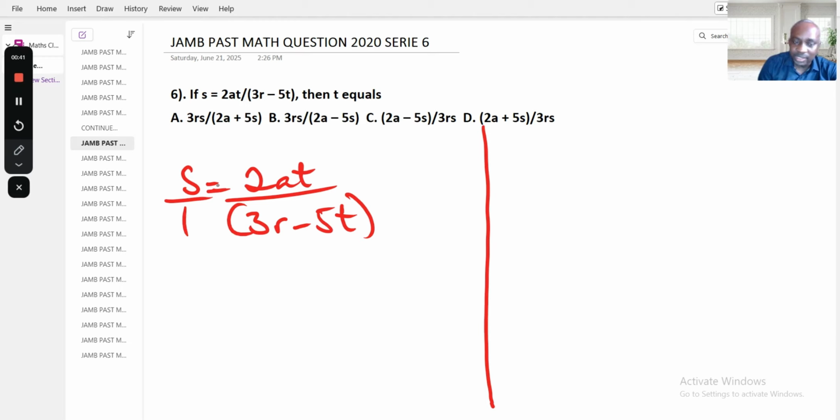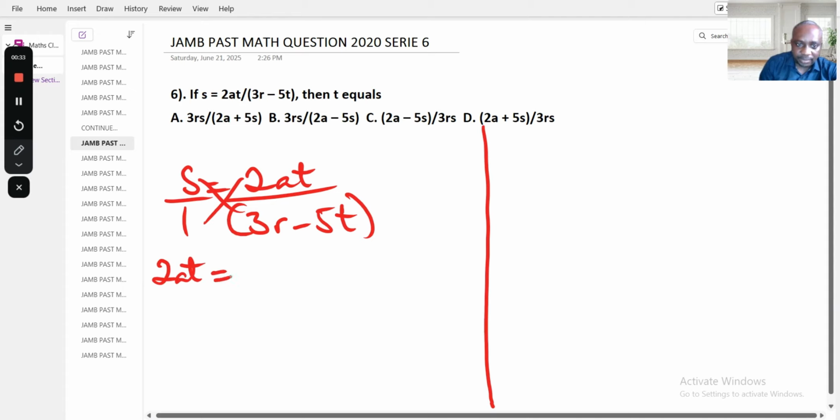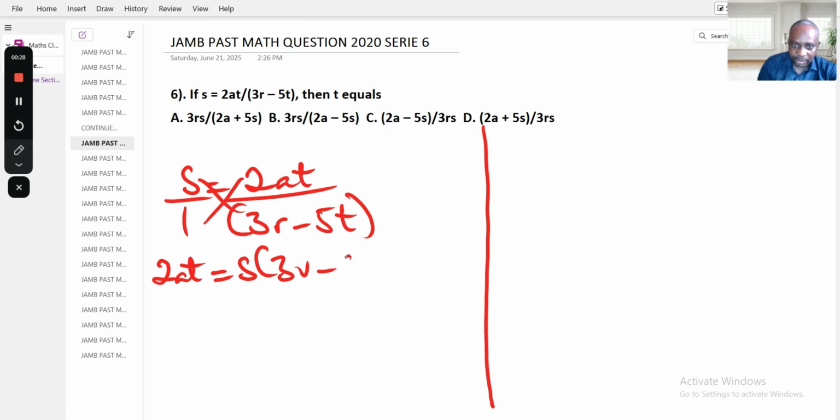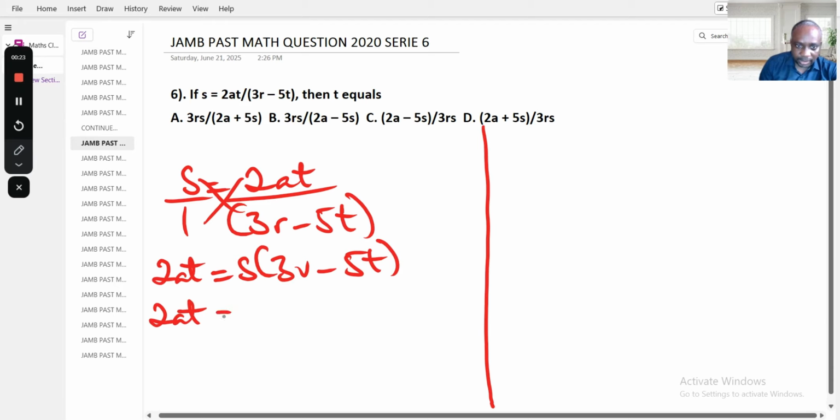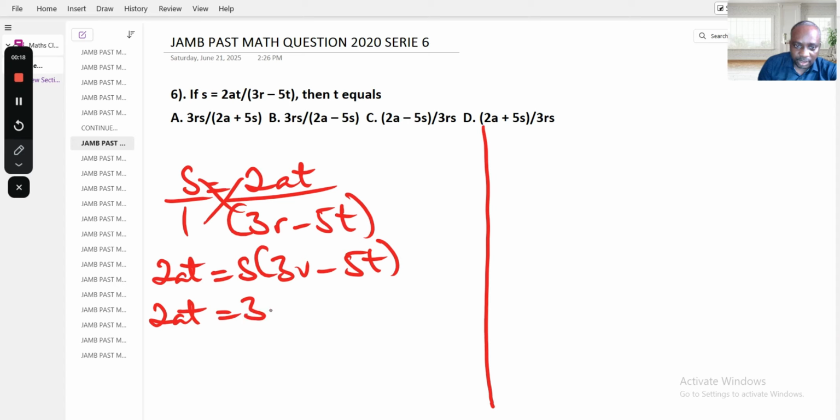S divided by 1 is the same thing as x. This one multiplied by 280 multiplied by 1 is going to give me 280. S times this one, x, 3r minus 5t bracket equals 280. Now let's open the bracket. S times 3r is going to give me what? 3xr minus s times 5t going to give me what? 5tx. Now let's collect like terms because we are trying to look for t.